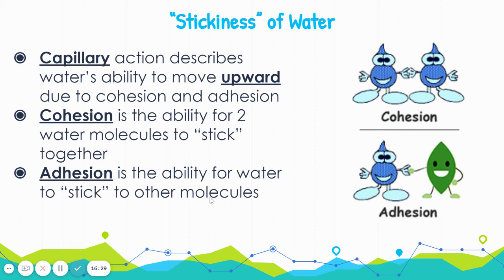So cohesion is the ability for two water molecules to stick together or to be attracted to each other. Those water molecules, because of their opposite charges, are going to be attracted to each other and hold on really tightly. Adhesion is the ability for water to stick to other kinds of molecules. So it's going to be attracted to other things because of its positive and negative ends. Through adhesion and cohesion, water molecules make a sort of chain through the plant. Adhesion is going to allow the water to stick to the stem inside of the plant. And those two forces together are going to allow water to move upward through a plant against gravity.